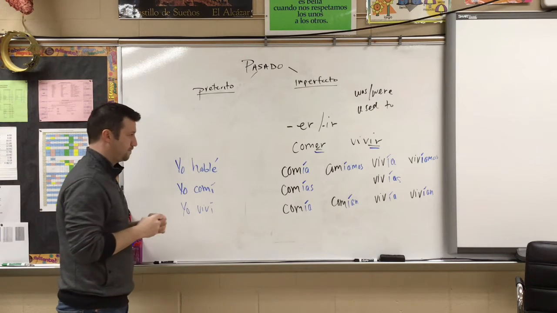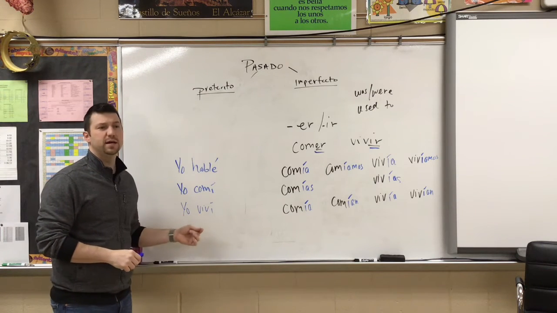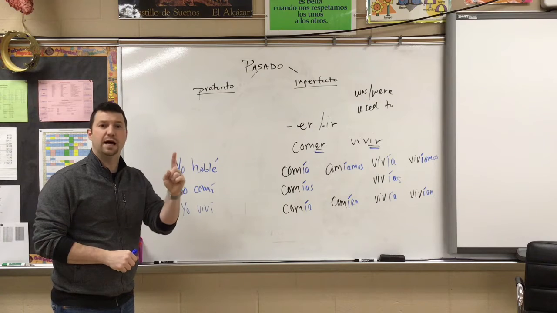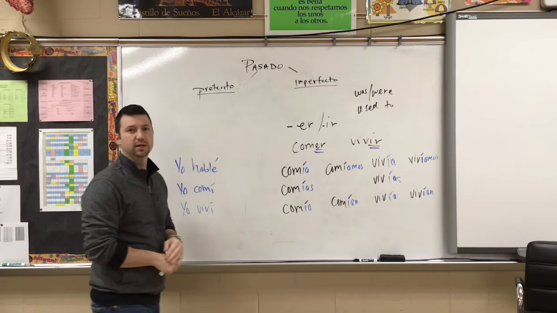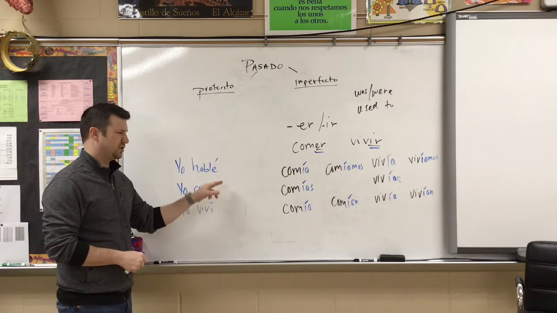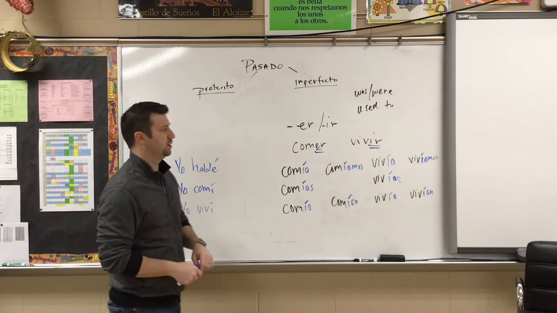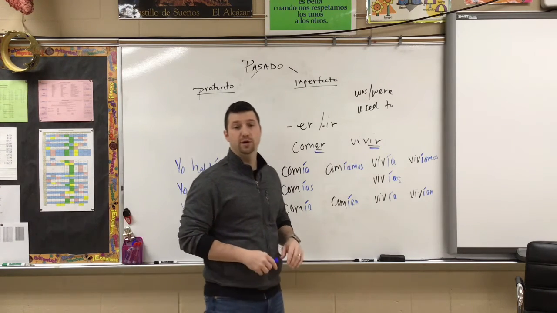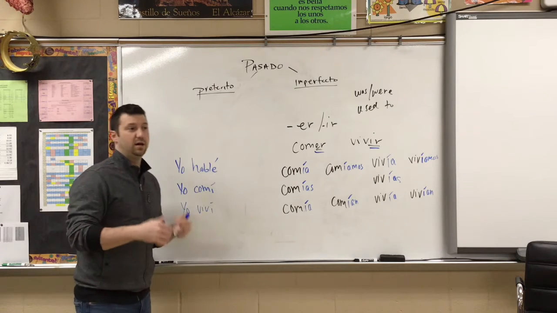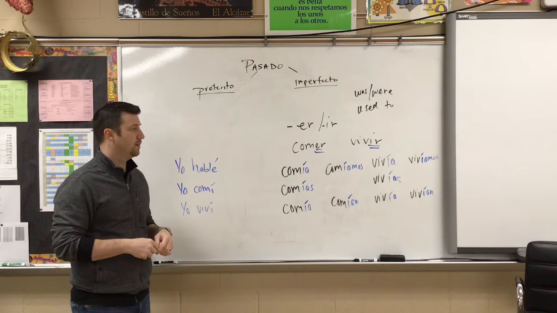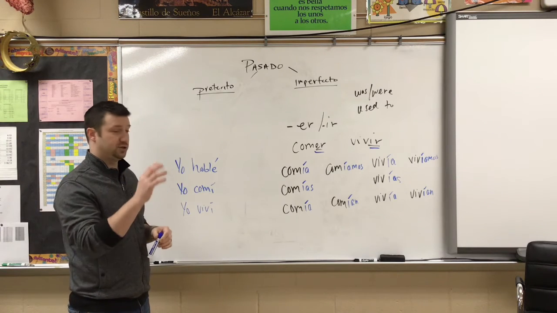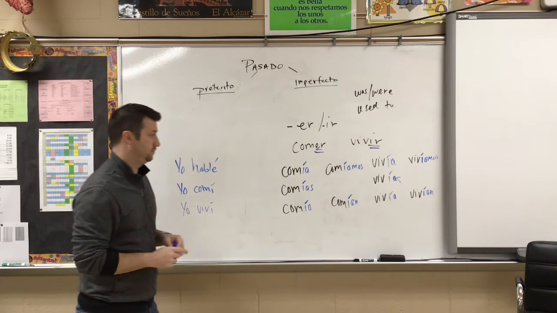Yo viví en un apartamento por un año. I lived in an apartment for 1 year. Okay? Notice I put a time frame on there. Versus, yo vivía en un apartamento cuando era niño. I used to live in an apartment when I was young. Okay? All right, that's ER and IR.